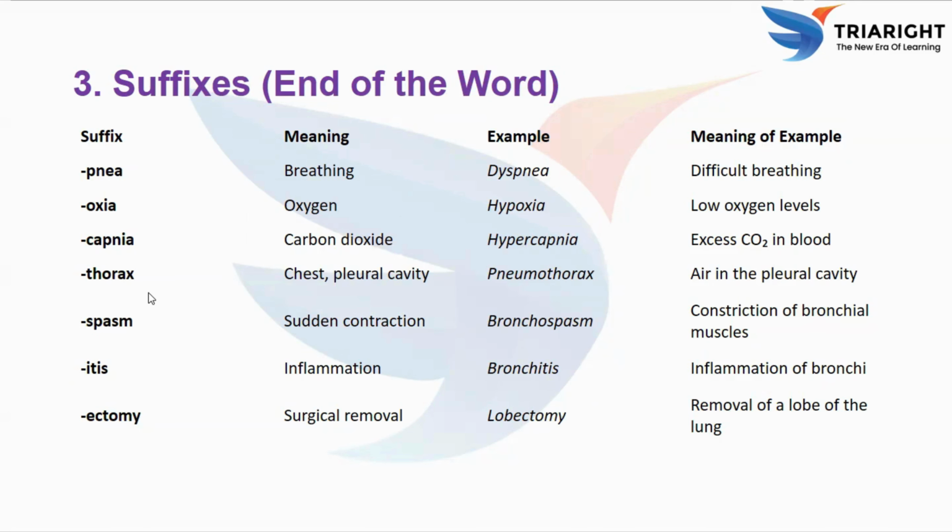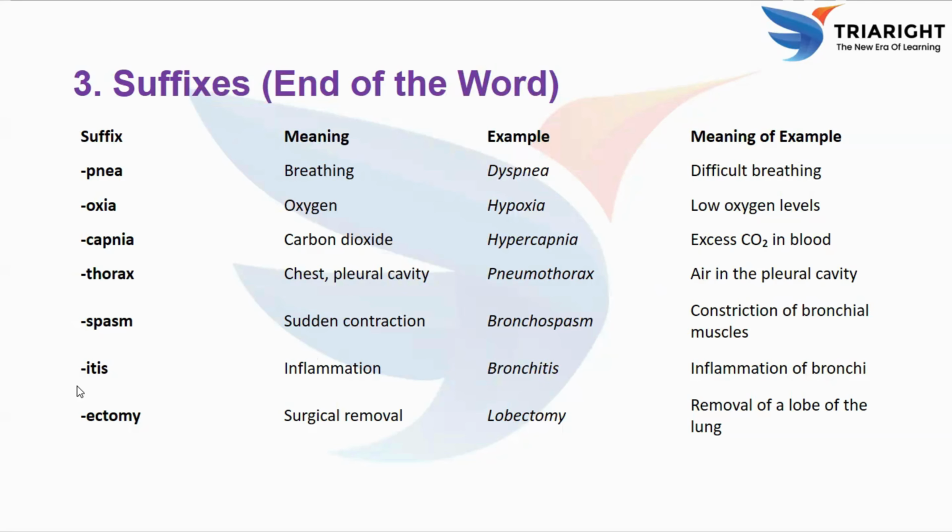So thorax. Thorax means chest or pleural cavity. What is it? Pneumothorax means air in the pleural cavity. So air trapped in the chest cavity that collapses the lung is pneumothorax. And the next suffix is spasm. Spasm is nothing but a sudden contraction. For example, bronchospasm, the constriction of the bronchial muscles.